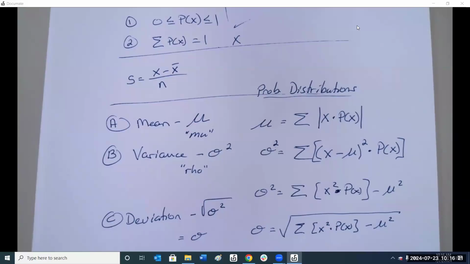Typically, for the variance and deviation, because the more decimals we have, the more difficult it becomes to contain. So that's why we usually limit it to one decimal place. So round it to one decimal place usually.